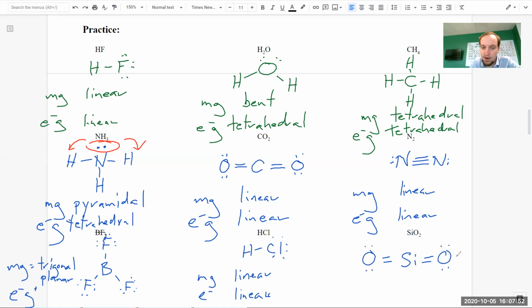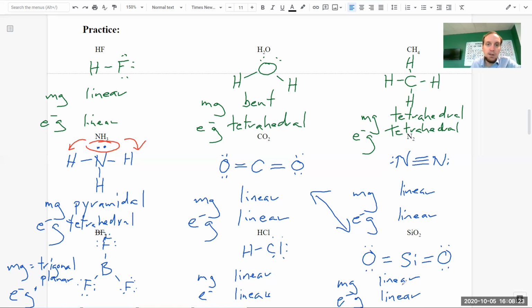Again, it shouldn't be surprising that these two look basically the same, because carbon and silicon are in the same group. Therefore, they have the same number of dots. Therefore, their compounds are going to be basically identical. Its molecular geometry, of course, because we have double bonds on both sides, is linear. Its electron geometry, because there are no unbonded pairs of electrons on that silicon, is also going to be linear. So again, there's an example.